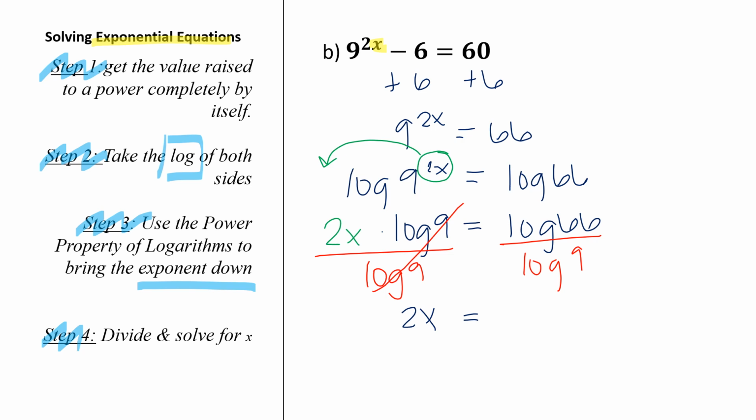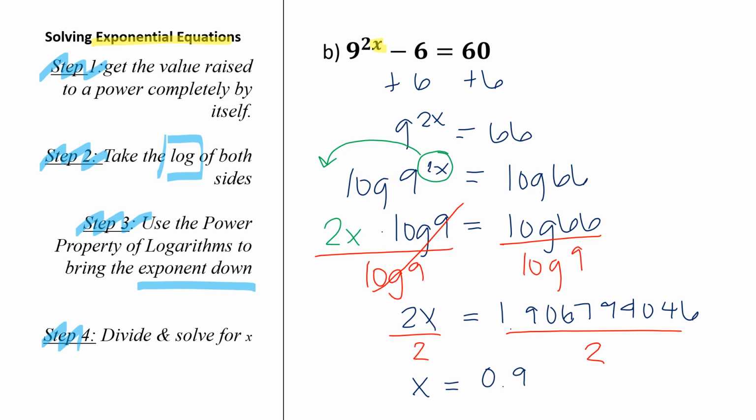So I have log of 66 divided by log of 9, and that gives me 1.9067946. All right, and then we're going to divide by 2. And I get x equals, I'm going to round to 3 decimal places now, 0.953. Voila!